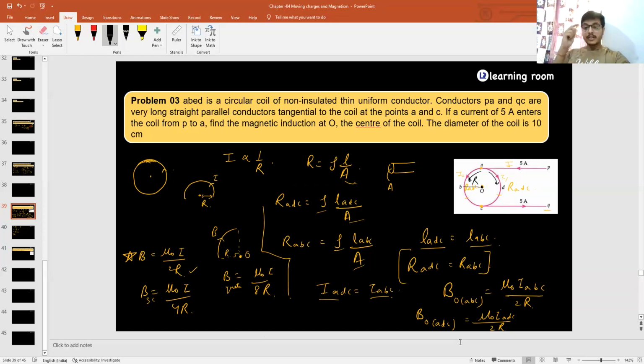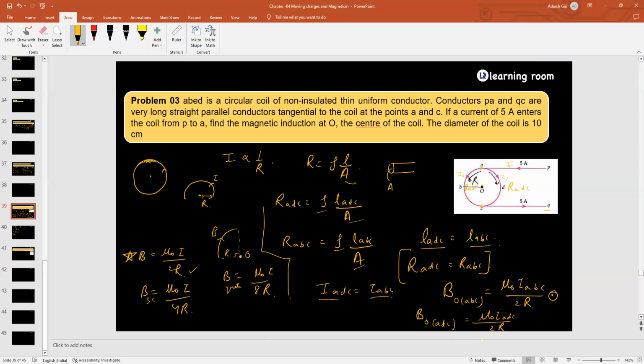But the thing that is important here is the direction. Can you tell me what will be the direction of magnetic field at the center due to the left hand side curvature, that is ABC? Is it inside or outside? Outside. Right. So I shall write it outside here. Oh, sorry, it is opposite. This is for inside, this is outside. Now, what is the magnetic field direction at the center O due to the curvature of ADC? Inside. Everyone agree with this?